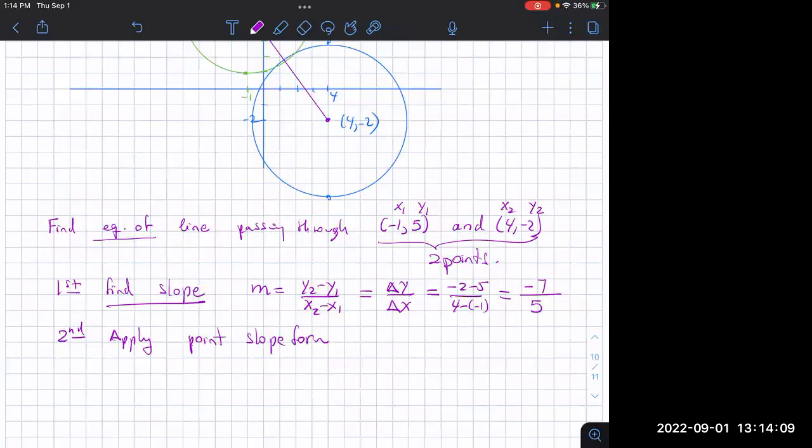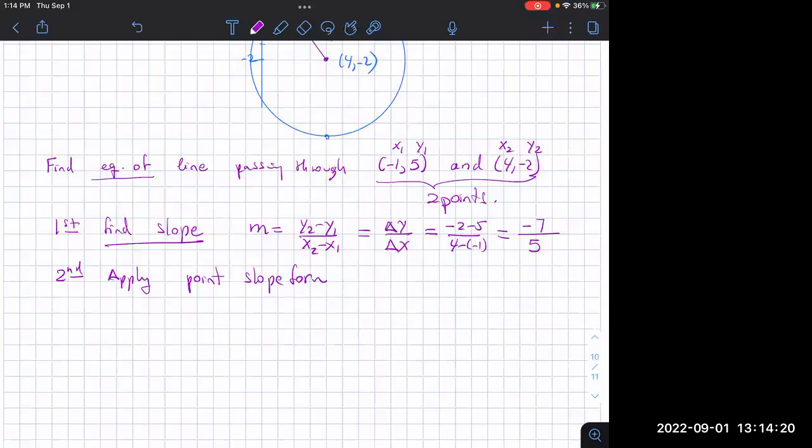Now, by the way, we're going to come back to this in chapter 3, I believe. I think 3.1 is lines. Yeah, so we're going to come back to this. We're going to practice more again.